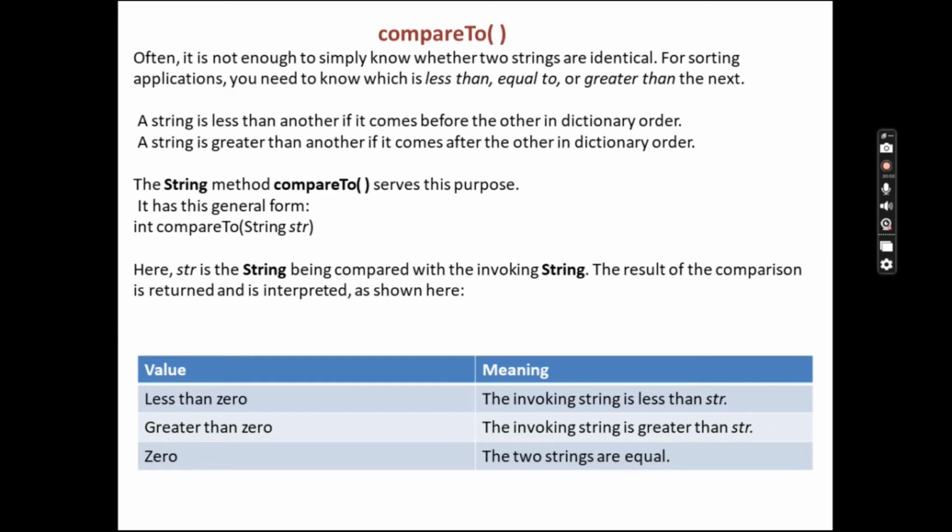compareTo. If one string is less than another, that means in the dictionary the first string comes before the second string, and a string is greater than another if it comes after the other in dictionary order. The String method compareTo serves this purpose. int compareTo(String str). Less than 0: the invoking string is less than str. Greater than 0: the invoking string is greater than str. And 0 means the two strings are identical or equal.